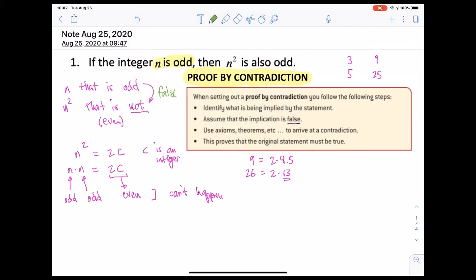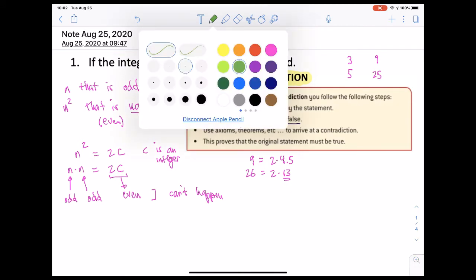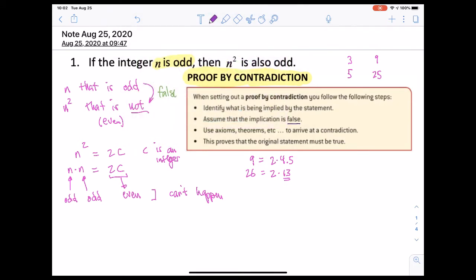And so in doing this, we are proving the original statement, and I'm going to write the 3 dots to indicate "therefore": if n is odd, then n squared is also odd. Let's move to another question now.